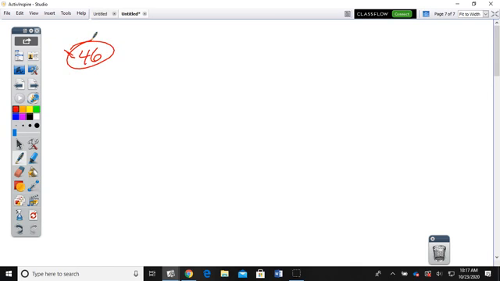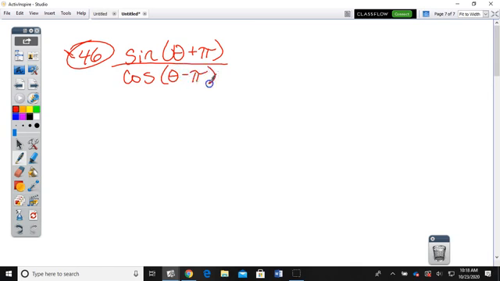We have sine of theta plus pi divided by cosine of theta minus pi. Now, I don't really like this problem. You won't have one like this on your test. The reason I don't like it is because we didn't go over this identity in the lesson. They didn't give us this one. But it is an identity.